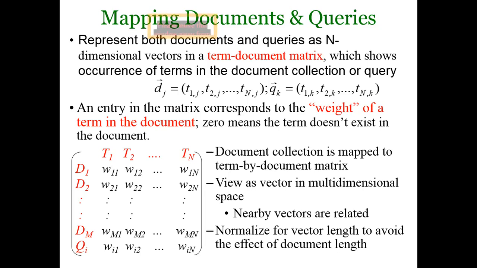In the case of binary weight, W11, W12, W1N, or W21, W22 are zeros and ones. 1 means the term exists within the document. 0 means the term doesn't exist within the document. So in binary weight, the W's are either 0 or 1. But in non-binary weight, as the name itself says, we take into account the frequency of occurrence of the term in each document and also across the document collection.